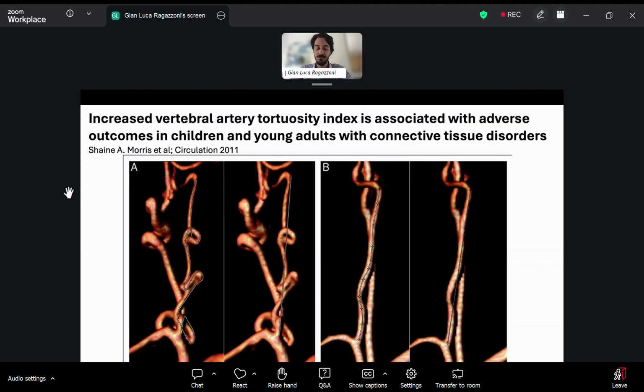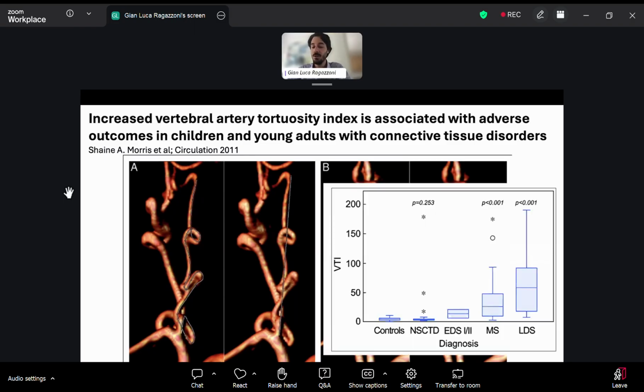Now, is this just a feature? Well, when they looked at control patients, Ehlers-Danlos patients, and Marfan patients, they saw that in Marfan syndrome patients, the tortuosity started to be a little bit higher compared to the other groups. But this was even more evident in the Loeys-Dietz disease patients, where they had a significantly higher tortuosity.